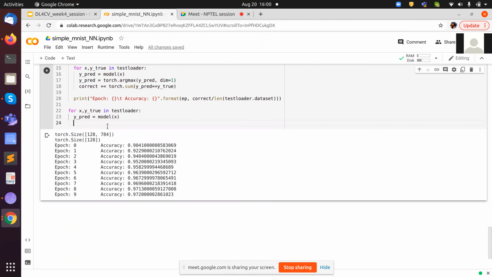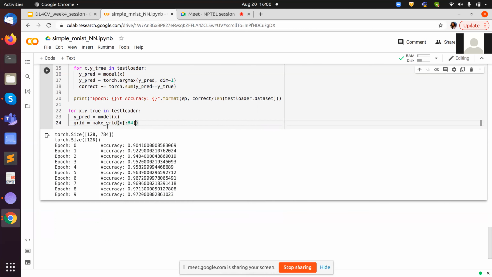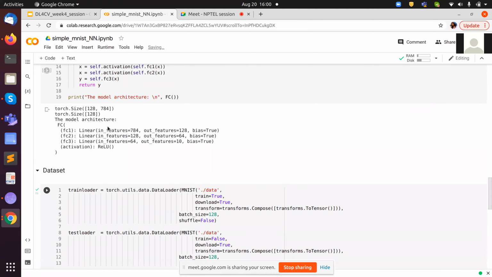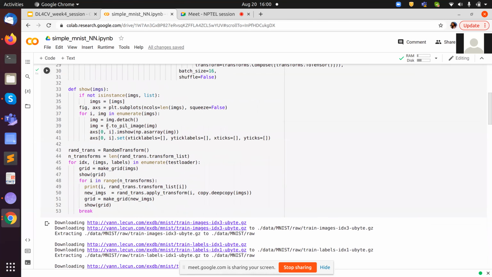Okay, and then let's visualize it. So the function is already written. I'll just call it and it will do the task.